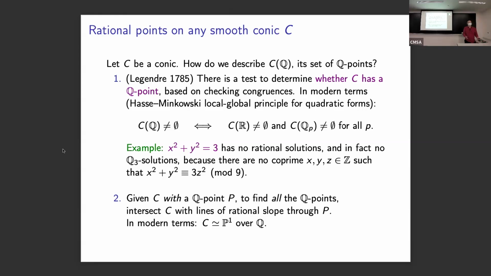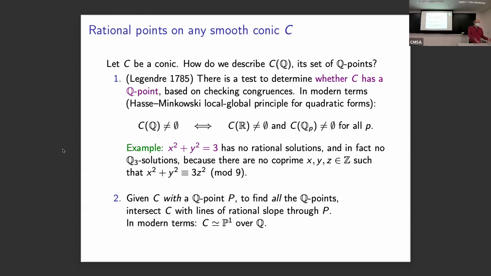This might look like a bad test, because you're just trying to check whether there's a point over this one field Q, and now you have to check all these infinitely many fields. But in fact, the existence of p-adic points for almost all p is automatic. So it's really just finitely many fields you have to check, and it's very easy to check whether there's a real point, and it's almost as easy to check whether there's a p-adic point for any given p. So this is an actual test you can do.